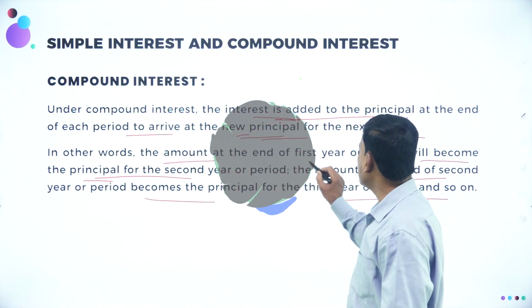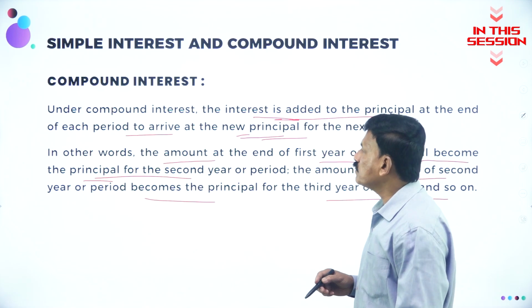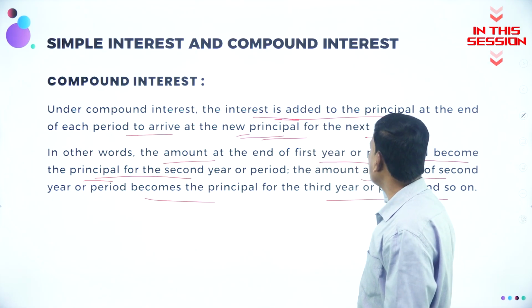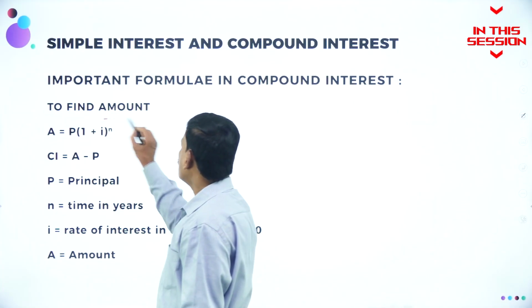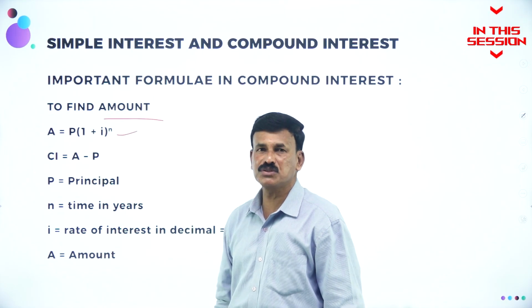The amount at the end of the first year or the period will become the principal. That means the amount is nothing but the principal plus the interest. To find the amount, we are going to use the formula A is equal to P into (1 plus I) to the power of N.